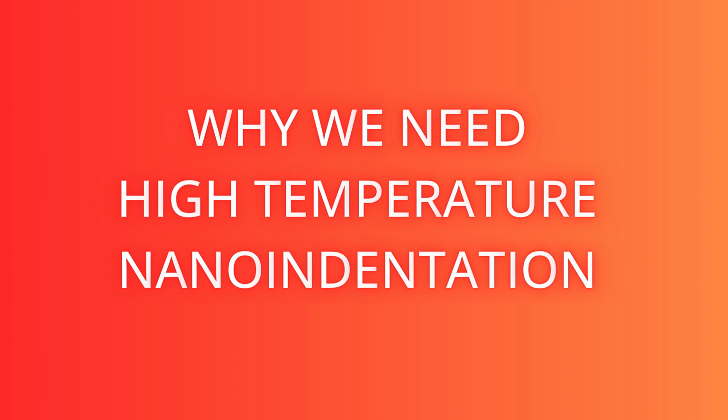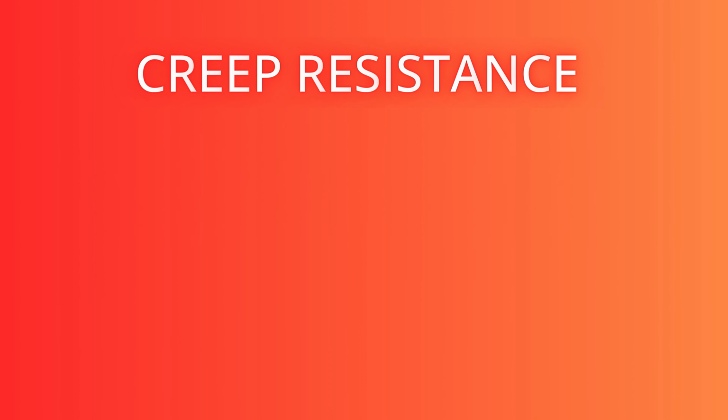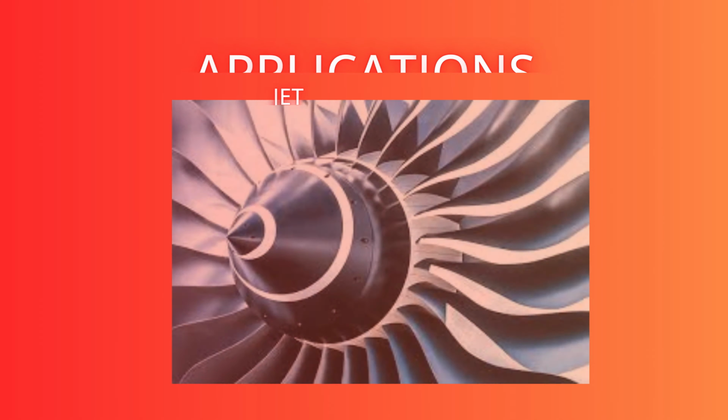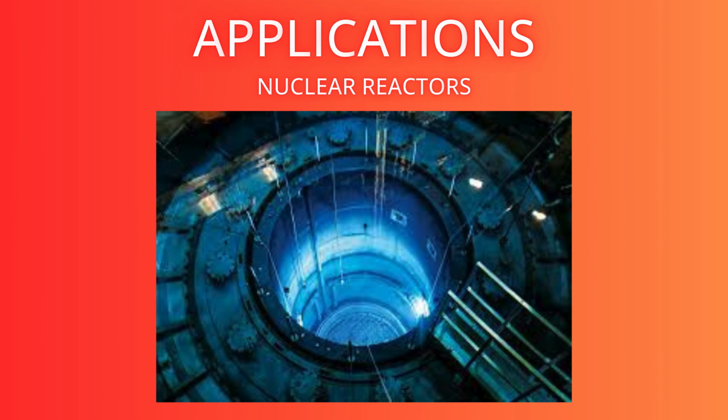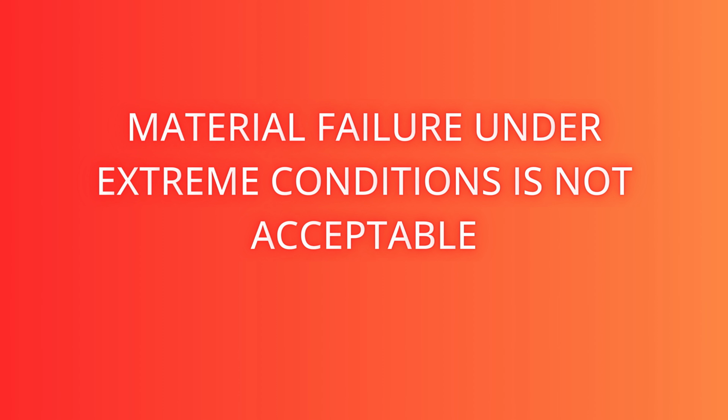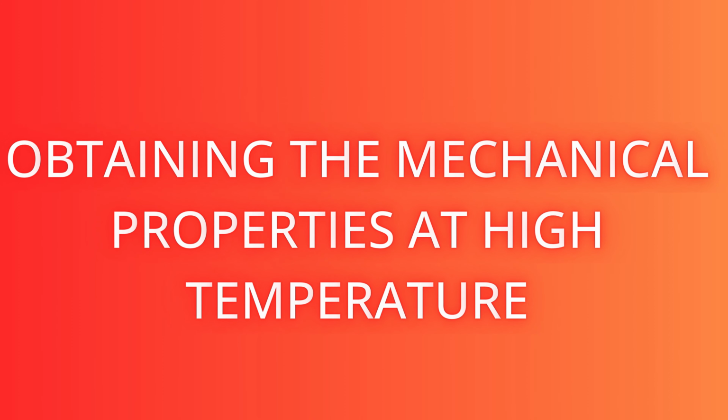High temperature nanoindentation provides a powerful way to probe these effects at small scales, allowing us to study creep resistance, thermal softening, and even time-dependent plasticity. Understanding those behaviors is crucial for designing materials that are used in jet turbine blades, nuclear reactors, and even microelectronic devices. In those applications, failure under extreme conditions is not an option at all. After all, we don't want a jet engine that's just vibing at over 1000 degrees Celsius. And that's why we need high temperature nanoindentation to study the mechanical properties of our material at high temperatures.